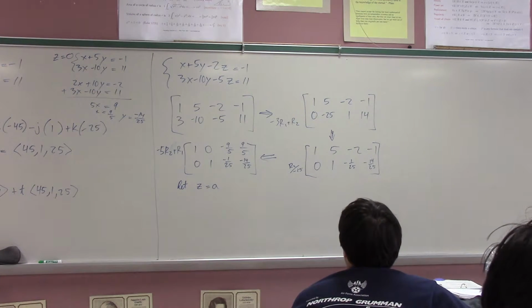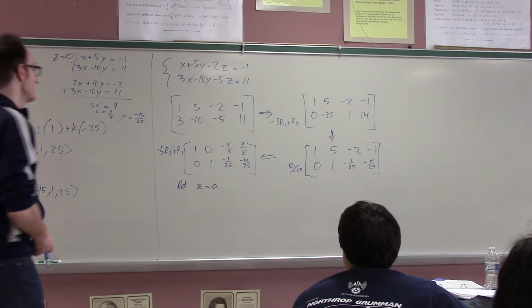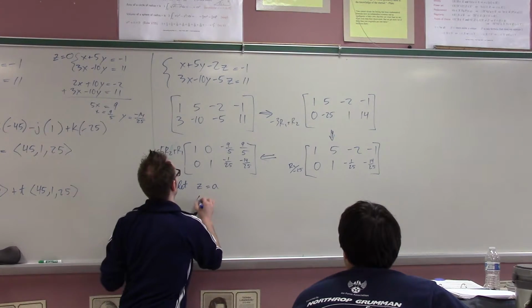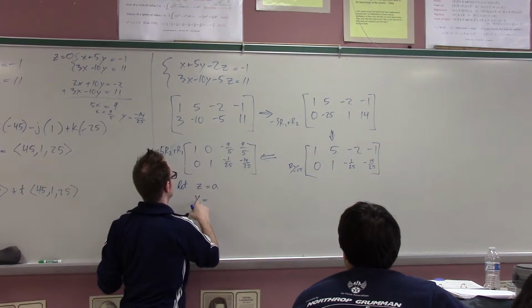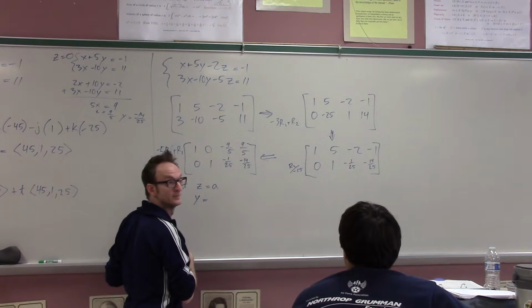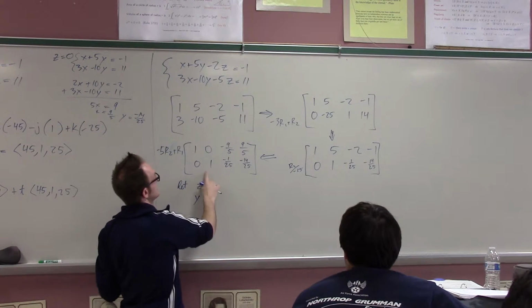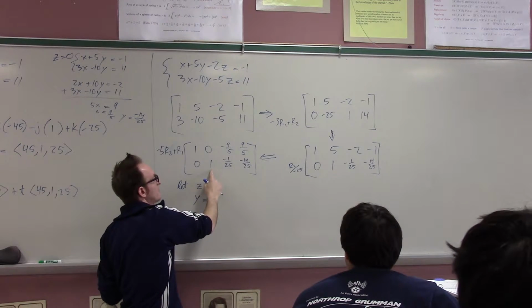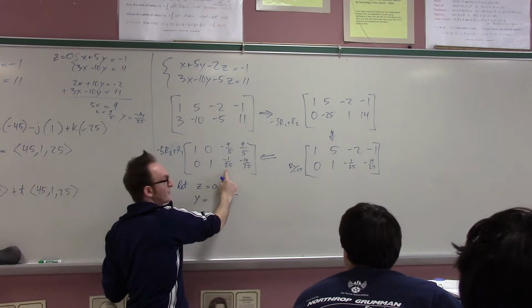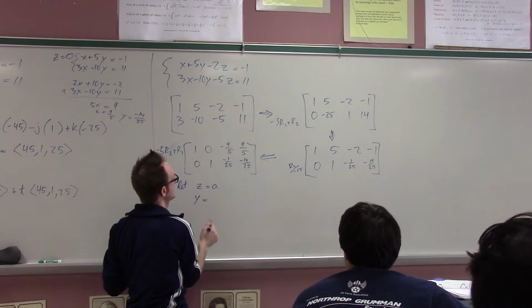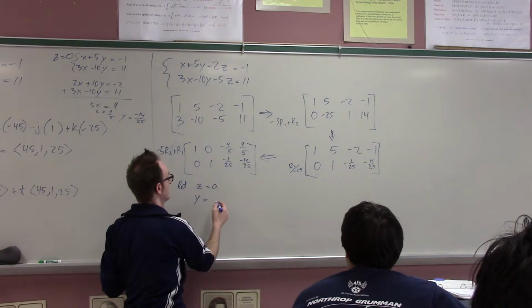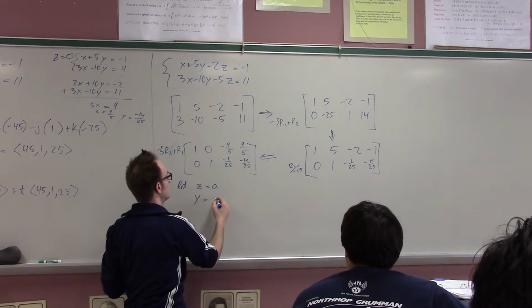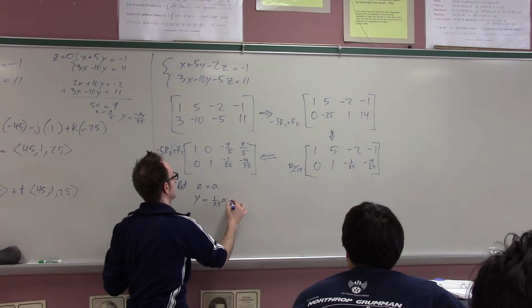And if z is A, then what's y? Can you guys just do this in your head? Because this second equation is really saying 0x plus 1y minus 1/25 z equals -14/25. So y is just 1/25 A. Yep.